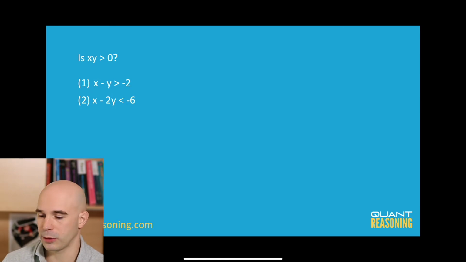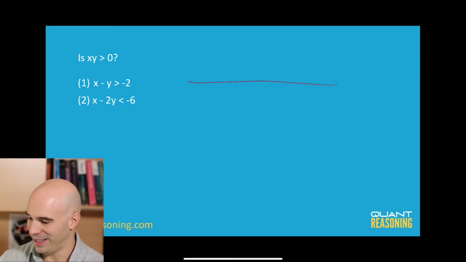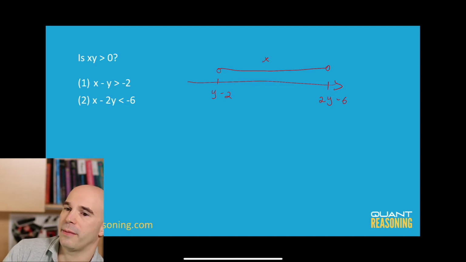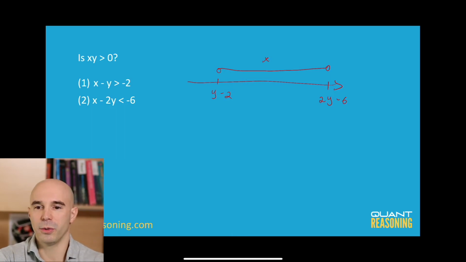Let's draw these two statements on number lines. So we'll start there. So adding y to both sides for the first one, x is to the right of y minus 2. And adding 2y to the second statement, x is to the left of 2y minus 6. Is that right? This is what the two statements tell us. x is somewhere in between. It's to the right of y minus 2 and to the left of 2y minus 6.